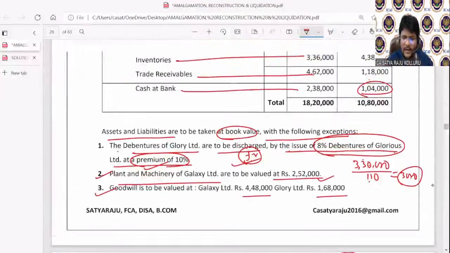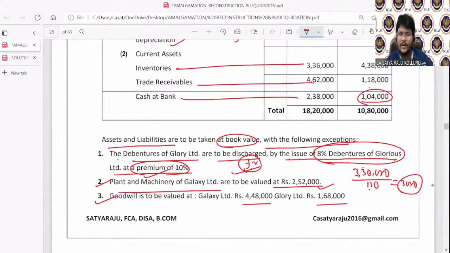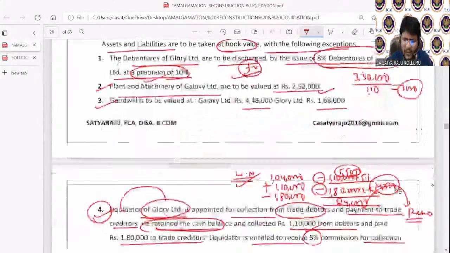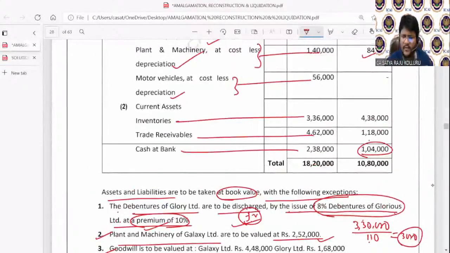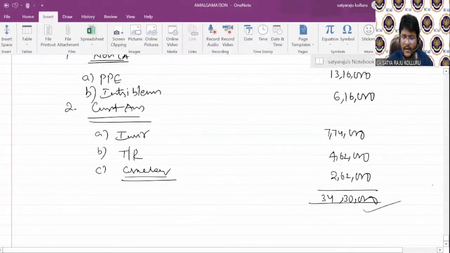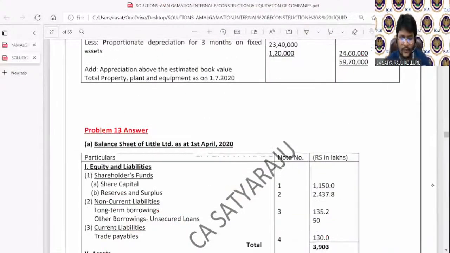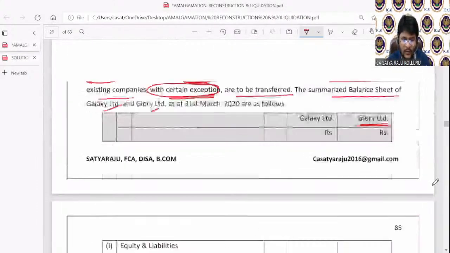Nobody is providing the answer, guys. Let me know, is it fine? Everything is correct? Can I proceed? Someone is telling that, sir, inventory is 7 lakh 84. How is it 7 lakh 84? If you check the inventory, 3 lakh 36,000 plus 4 lakh 38,000, which is 7 lakh 74 only. I made it correctly, guys. Please, all of you concentrate. It is 34 lakh 30,000. I will cross check with the solution as well. Let me check the final figures.